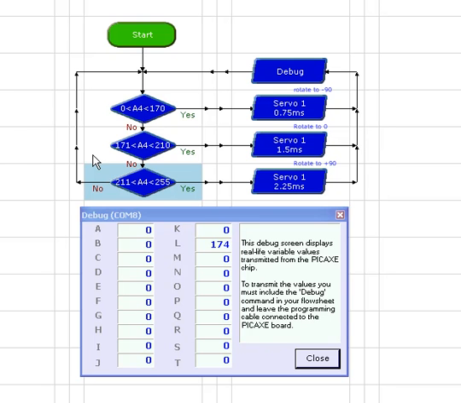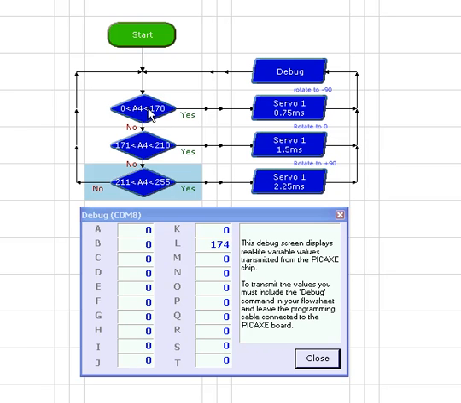Here's a PICAXE program I've written to look at the values of the light dependent resistor and then move the servo motor based on those values. So what it does from the start is it looks at the input A4, which is the analog input connected to the light dependent resistor on the PICAXE chip, and it compares the values.